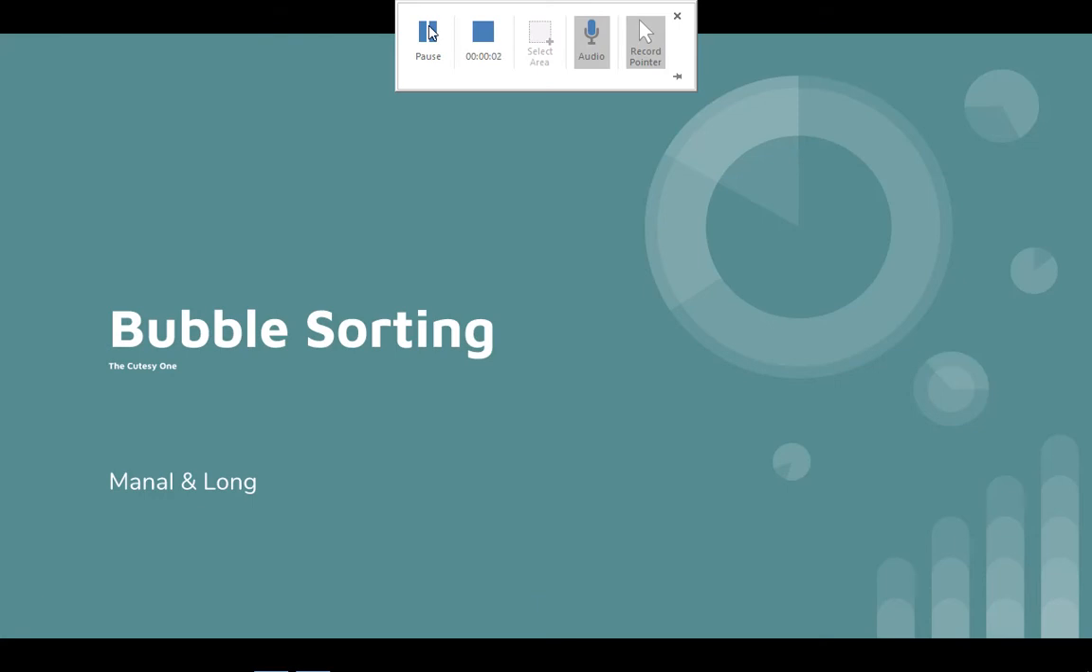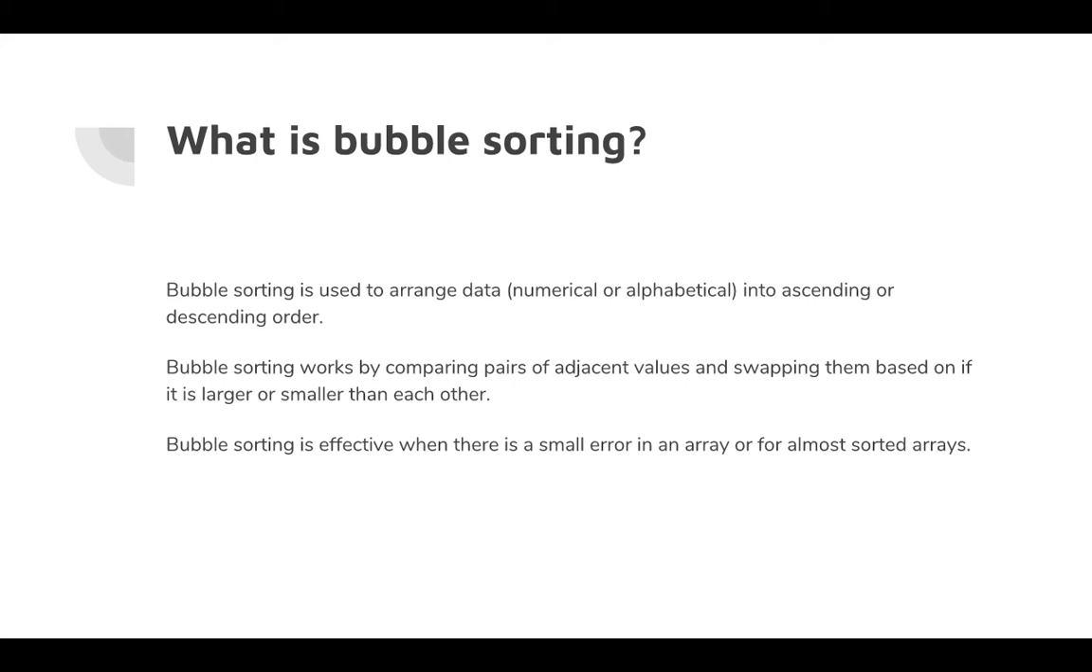Okay, me and Long ended up doing bubble sorting. Bubble sorting is a method of sorting in which, say you have an array of data, the bubble sort will compare two values. Afterwards, it will decide which one is meant to be in front and which one is meant to be at the back. And then, if it needs to, it will swap them.